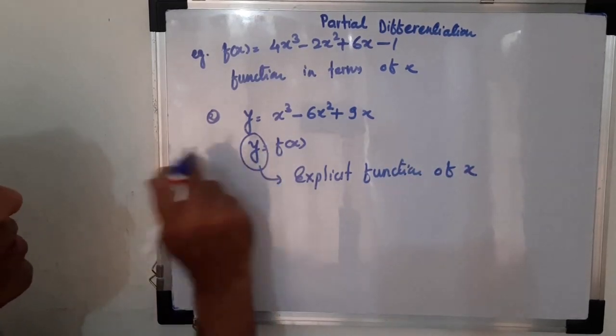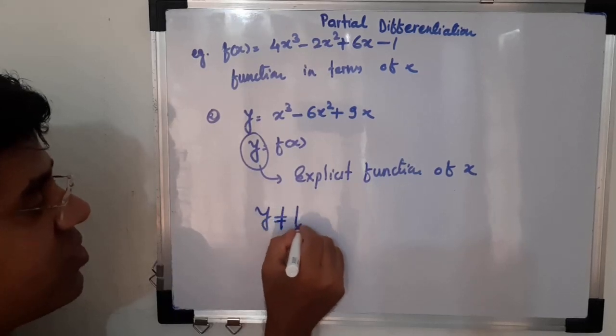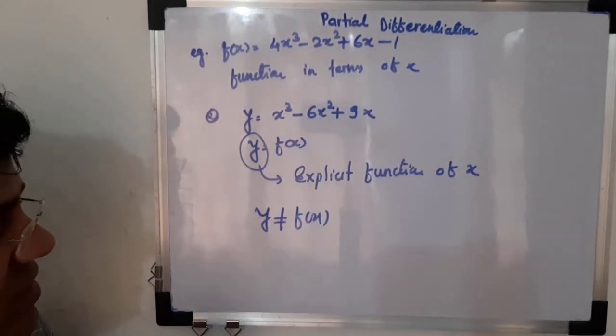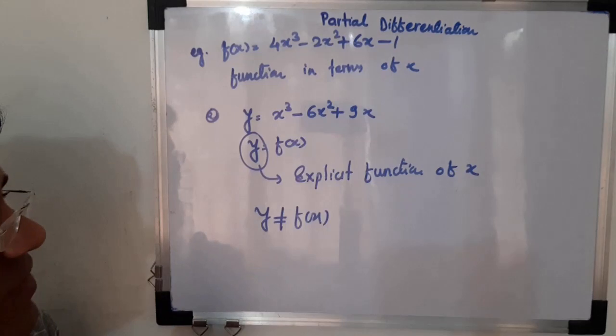Suppose this does not happen, means every time it is not possible to write y as a function of x or any function in terms of that particular variable. So in that case this is your implicit function.